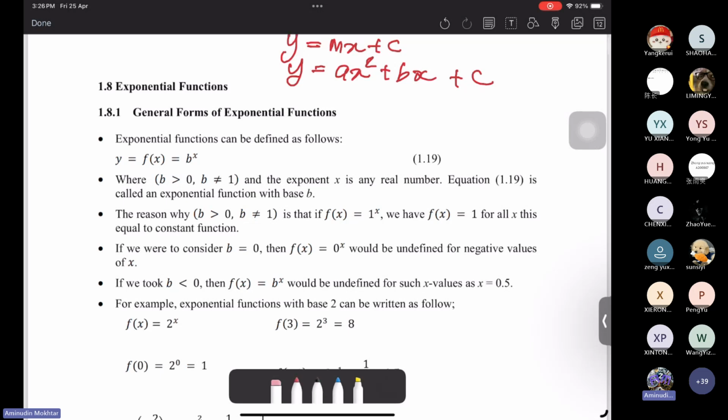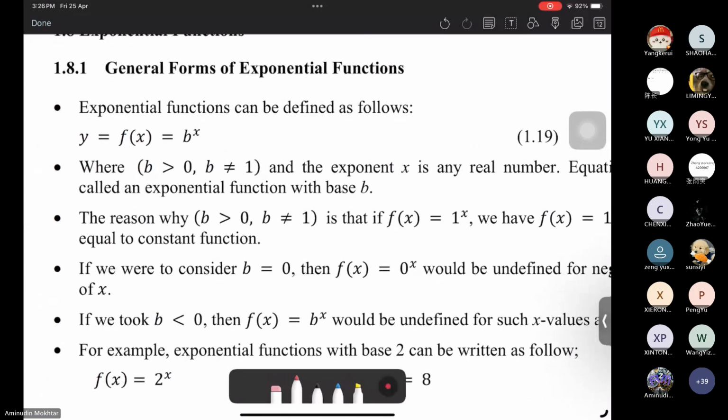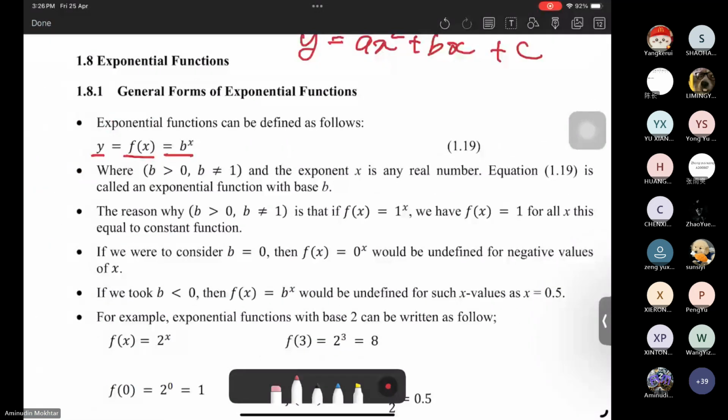That is y equals b to the power of x. y of x equals b to the power of x, where b is the base of the exponent. b must be positive, greater than 0. b cannot be 0, and the value of b must also not equal 1.